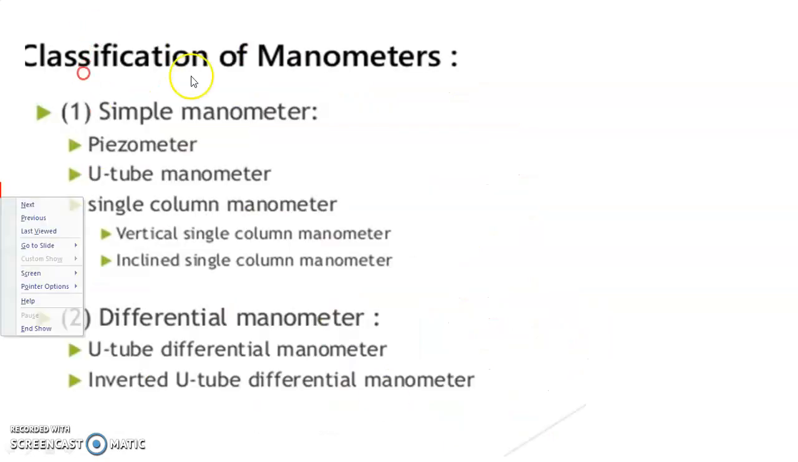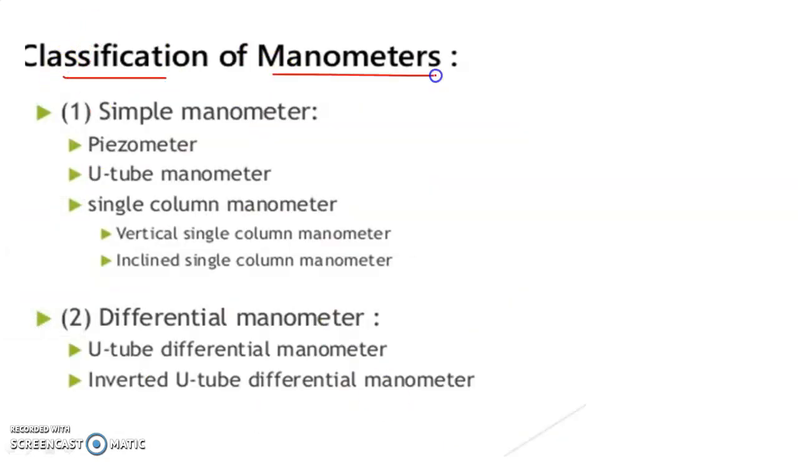Next, classification of manometers. What is a manometer? A manometer is a device used for the measurement of pressure. Manometers are broadly classified into two types: one is a simple manometer, another is a differential manometer.